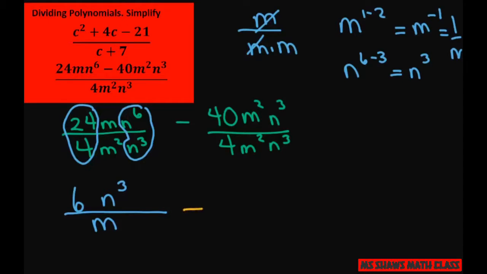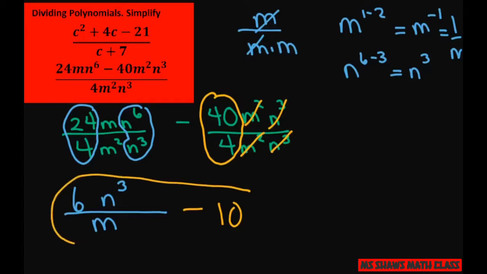All right, now for the 40 divided by 4, that's 10. And m squared divided by m squared is 1. And this is 1 as well. So this would be your final answer.